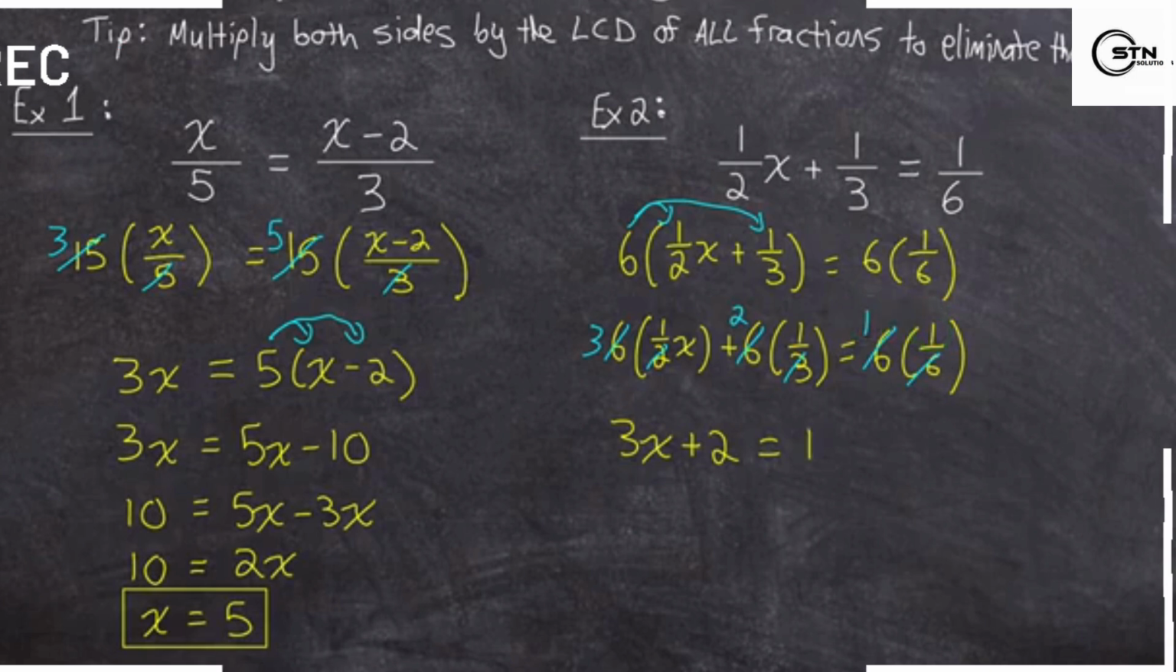I'll isolate the variable term by moving the 2 to the other side. So I have 3x being equal to negative 1. And then if I divide the 3, I find that x is equal to negative a third.